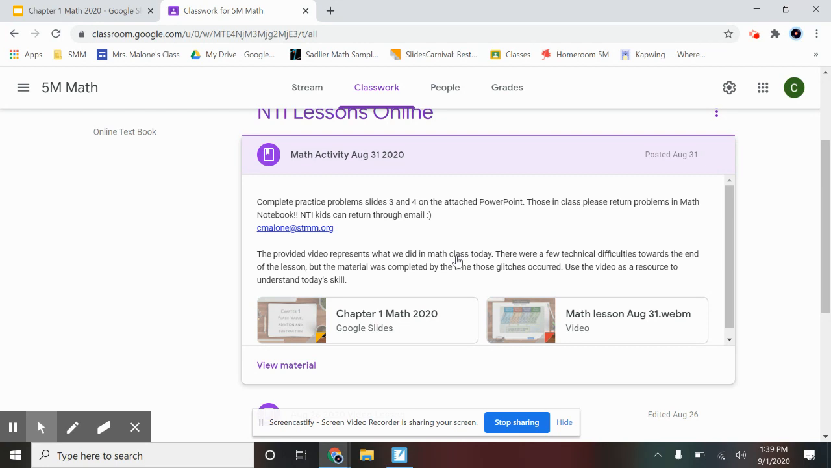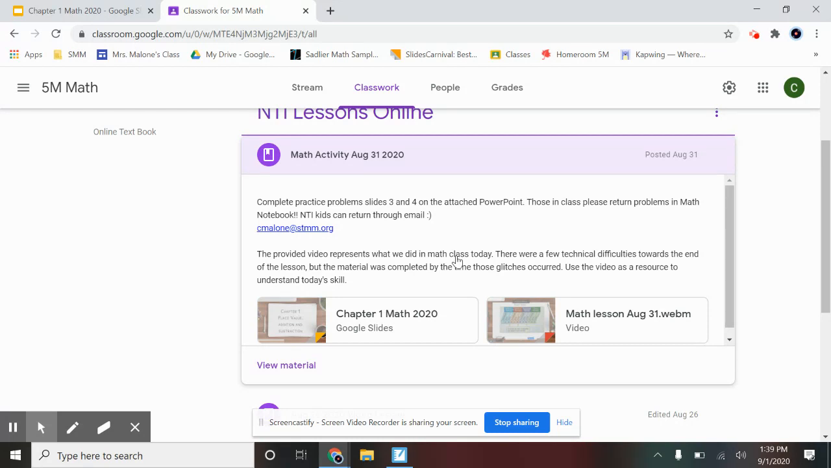You all get to turn things in to me as a person because I see you every day. So yesterday, your assignment, the directions say, those in class, return your problems in your math notebook. So today, you should have your answers in your math notebook because that's what the directions said. But it also says NTI kids are going to send it to me in an email because they don't come to school. I don't see them. So there's no way I'm going to get their work unless they send it to me. And so that's what they're going to do. You don't have to do that because I see you.